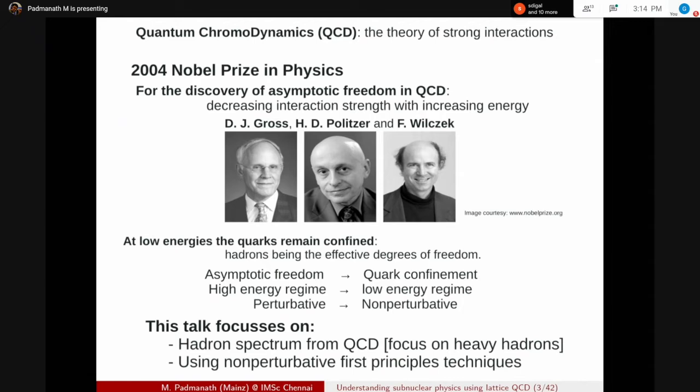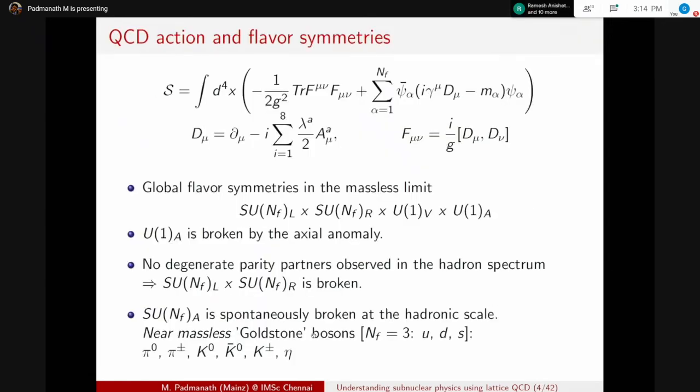My talk will address hadron spectrum calculations from QCD. There are various different problems with hadron spectrum determination itself, which I will get into in the course of my slides. Basically, all the technique that I use is lattice QCD, which is a non-perturbative first principle technique. So we try to solve QCD from first principles, using numerical techniques. Before we get into all this, let's briefly go through the theory itself.